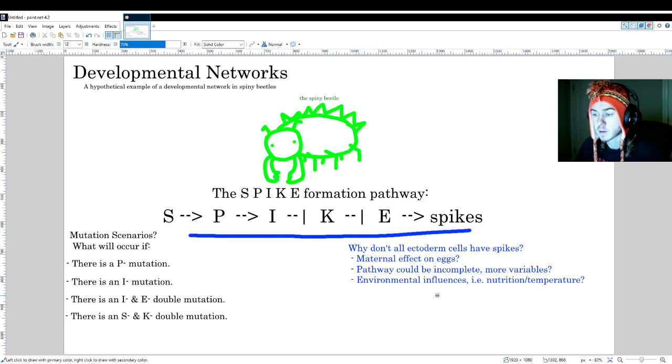And perhaps there's environmental influences. We could have effects from nutrition that affect spike generation, hormones, temperature fluctuations. Maybe they need a precise level of humidity. It could be a number of different things.